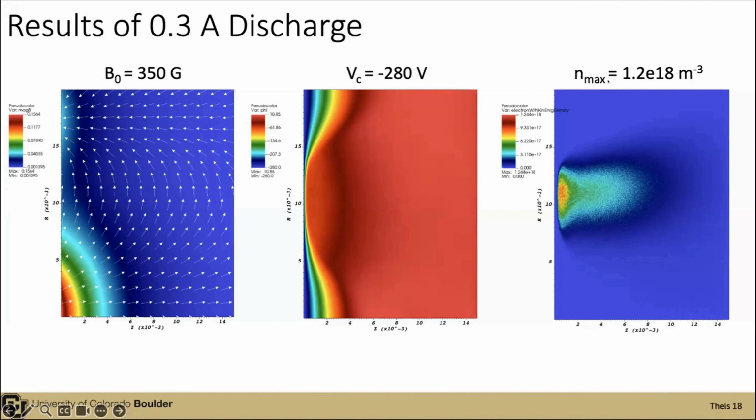And then finally, we have the plasma density. This is linear scaling, but we get this real peak. This is called the ionization region in the middle here, where the majority of ionization occurs. And then the ions fall from there into our cathode.